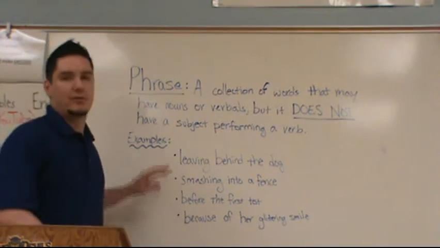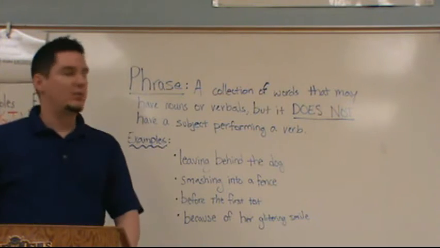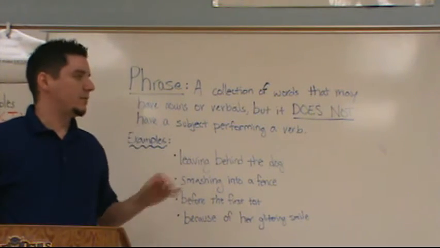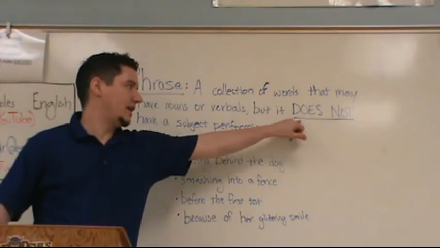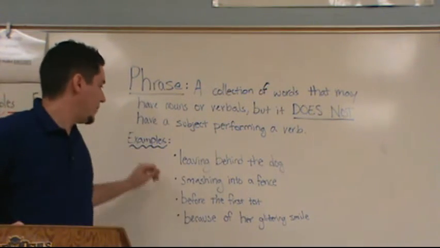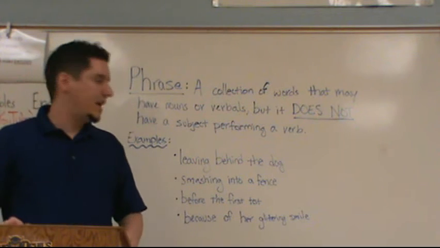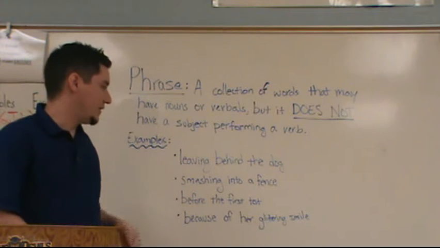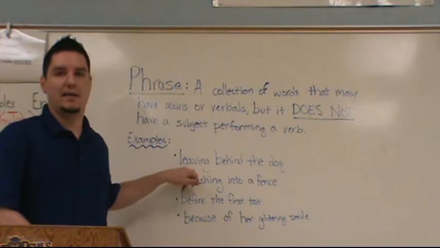The basic idea for a phrase is a collection of words that may have nouns or verbals, but it does not. Okay? It does not have a subject performing a verb. Right? For example, leaving behind the dog. In this case, we have a verbal, right? We know that something is being left, but we don't know who's leaving behind the dog.